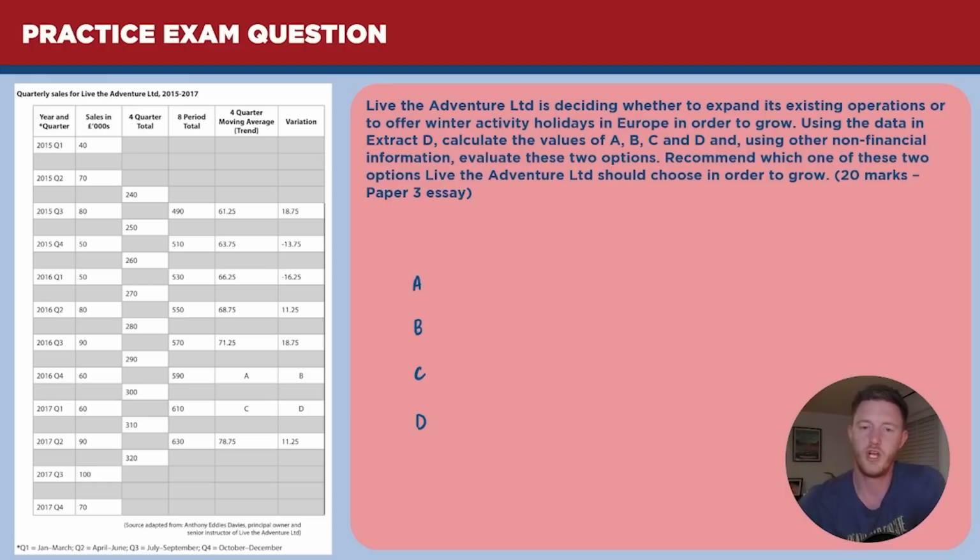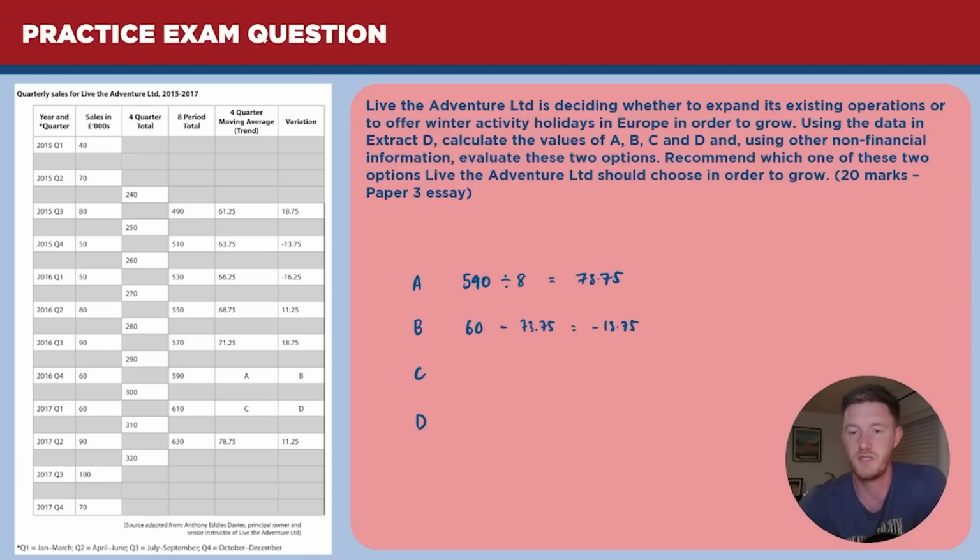So if we look at A, we've got our 8-period total at 590, and we know to convert our 8-period total into a 4-period moving average, we just divide it by 8. So 590 divided by 8 is 73.75. Then to work out the variance, we do our actual sales, which in this case for quarter 4 2016 is 60, and we minus our new figure, which is A. So 60 minus 73.75 is minus 13.75.